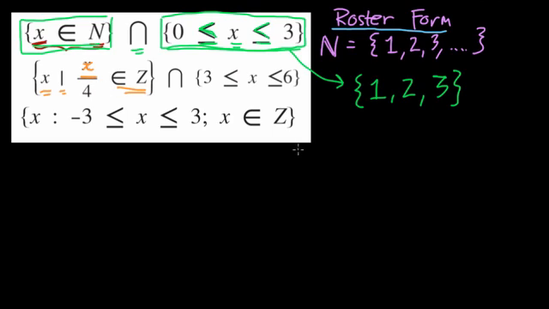So right from the start, that tells me that, oh, I could divide x by 4, and the result has to be in the integers. So for example, 0 over 4, what's that? Well, that's 0, and that is an integer, right?